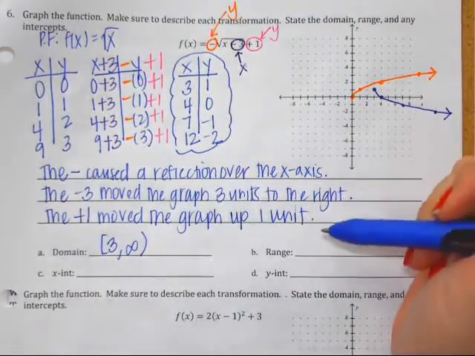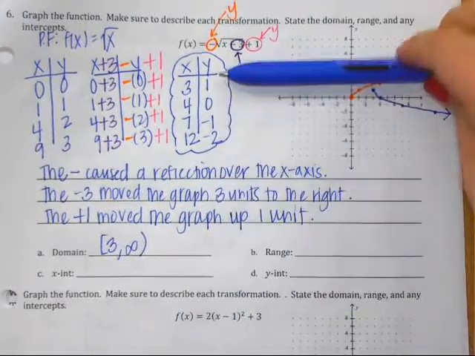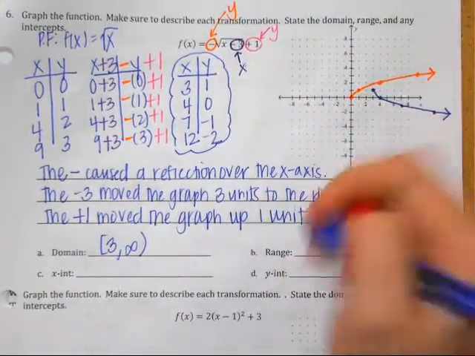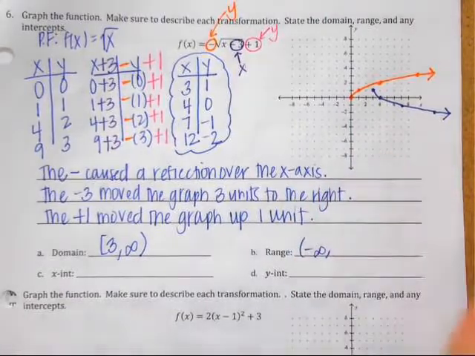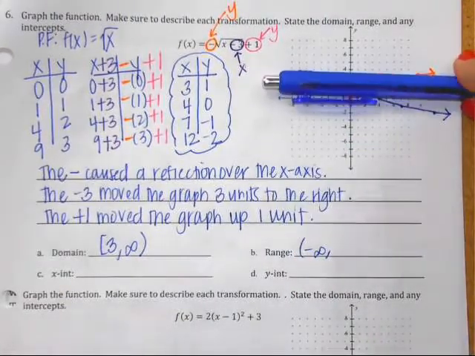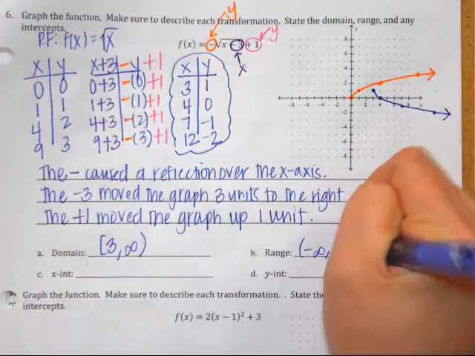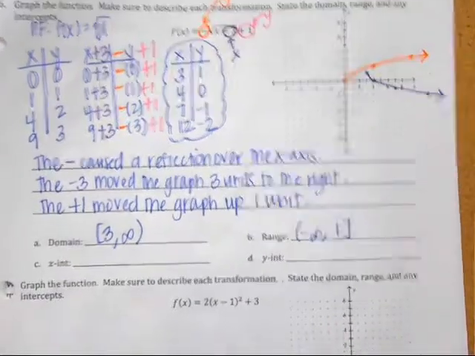My range is from bottom to top. So from bottom, it's really going down forever. So my bottom is negative infinity. And my top, well, it ends at positive 1. See, it ends right there. So negative infinity to 1.